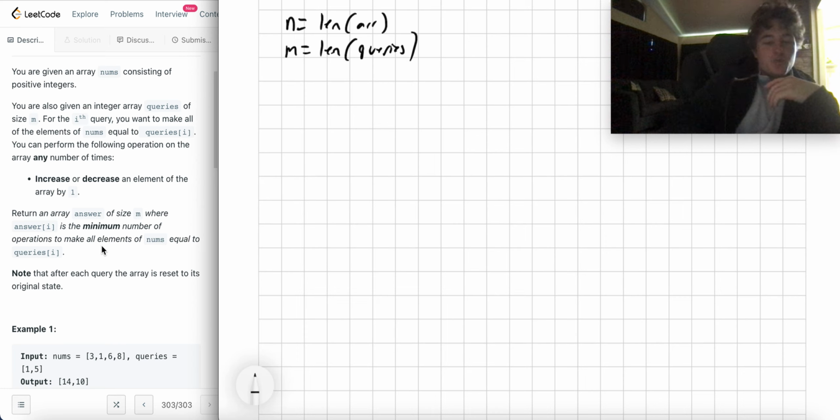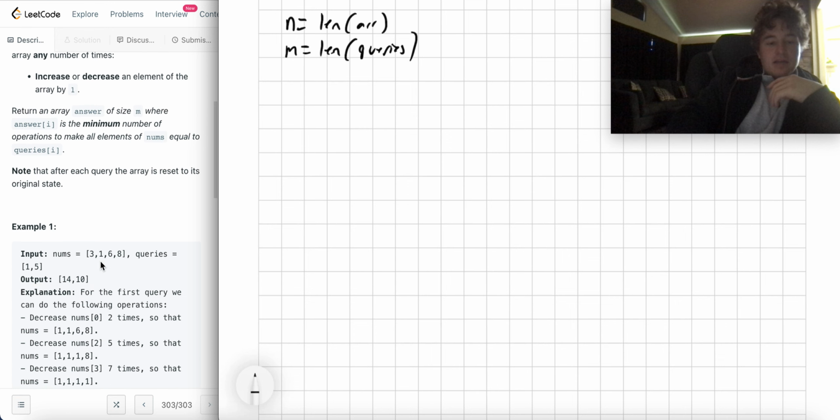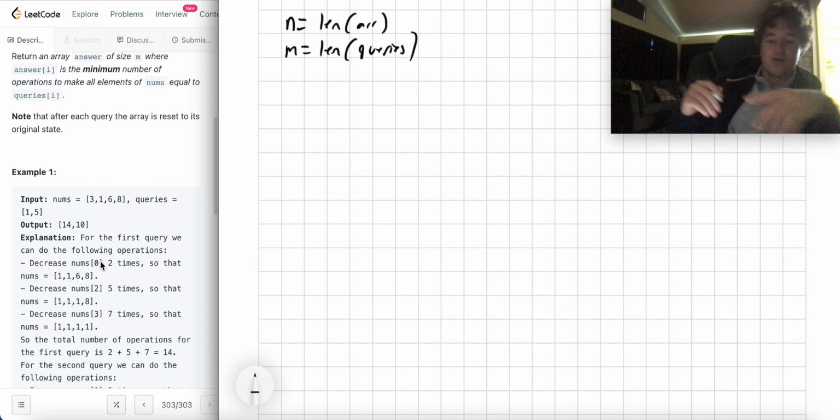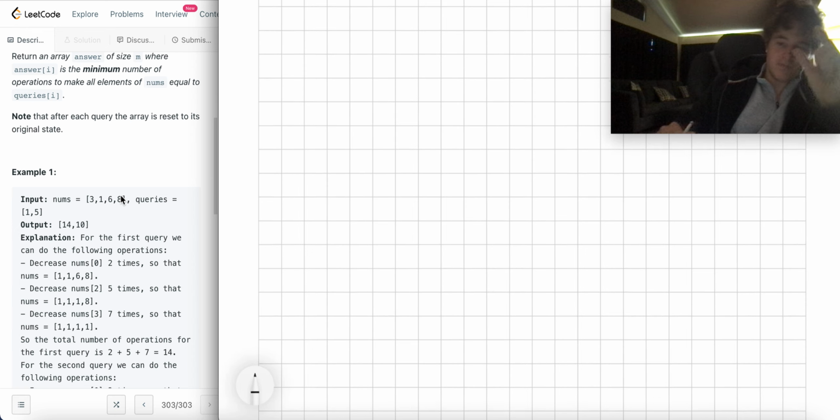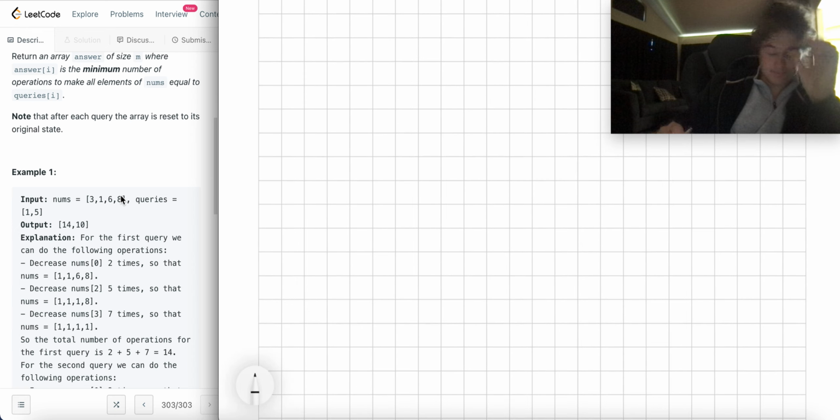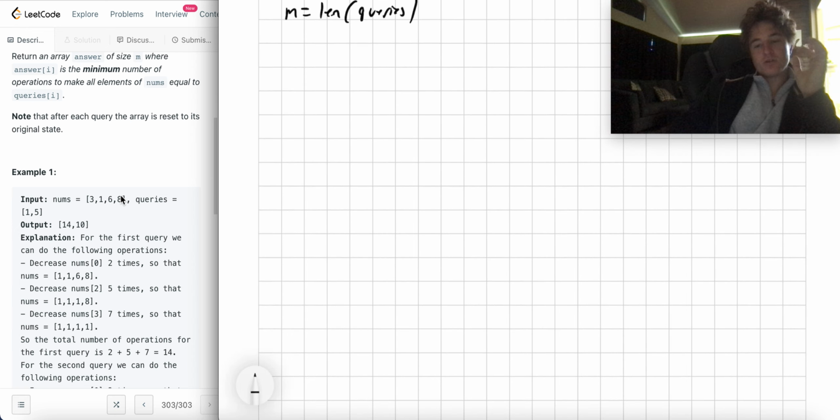Note that for each query, the array is set to its original state. So you don't decrease everything to 1, and then if the next value is 5, you increase everything to 5. No, you just see, given the way that nums is, what would you have to do to make it turn into 1? You don't actually turn them all into the query value. If that doesn't make sense, we'll go through an example and I'll mention that distinction.